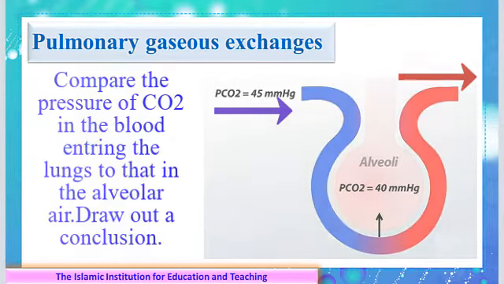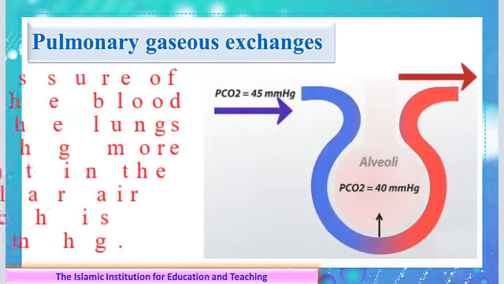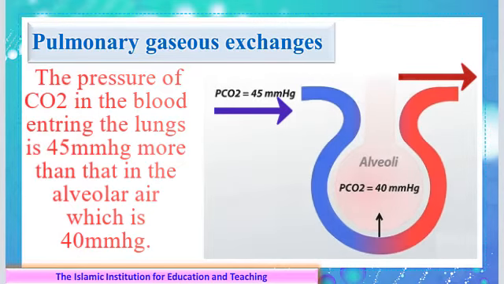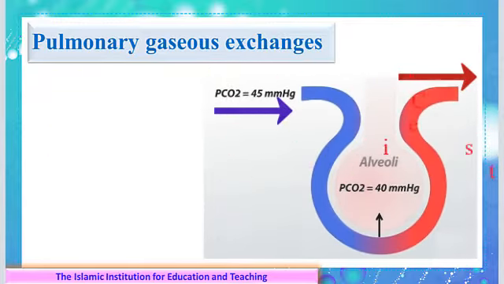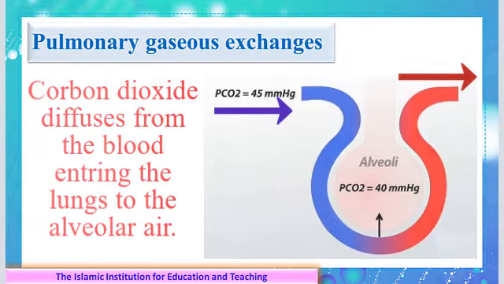I want you now to compare the pressure of CO2 in the blood entering the lungs to that in the alveolar air and to draw out a conclusion. The pressure of carbon dioxide in the blood entering the lungs is 45 millimeters of mercury, more than that in the alveolar air, which is 40 millimeters of mercury. We can conclude that carbon dioxide diffuses from the blood into the alveoli.